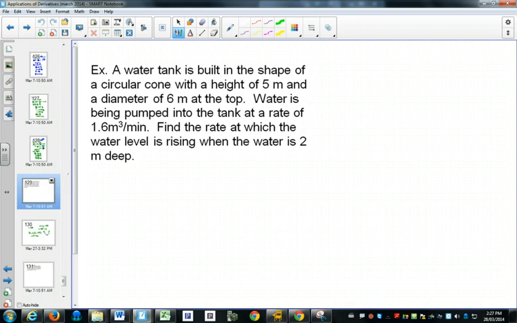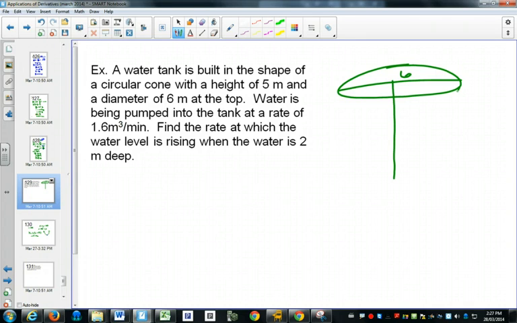All right, we got a water tank built in the shape of a circular cone with a height of 5 meters and a diameter of 6. So I'm going to draw a picture. Here's my diameter of 6. And there's a height of 5. So of course your radius would be 3.